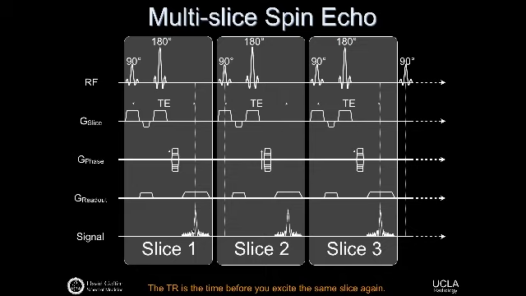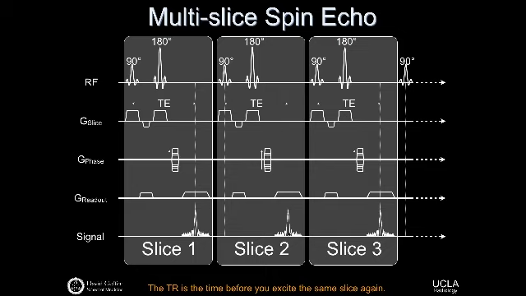While I'm waiting for this slice to relax, I can move to another slice. I can change the gradients that I'm applying. I can play a 90 and a 180 that excite a different slice, in this case slice 2, and form an echo. Then I can even visit another slice. So the idea is you excite a slice and get the echo, move to the next slice, and the whole time my very first slice is just relaxing. It's untouched by these slice selective RF pulses, and I can just wait for that slice to recover.